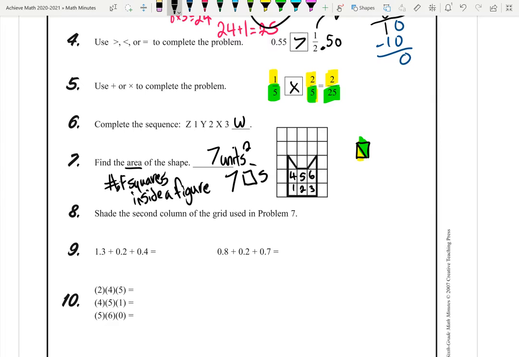8. Shade the second column up and down of the grid in problem 7. So the second column will be like so.